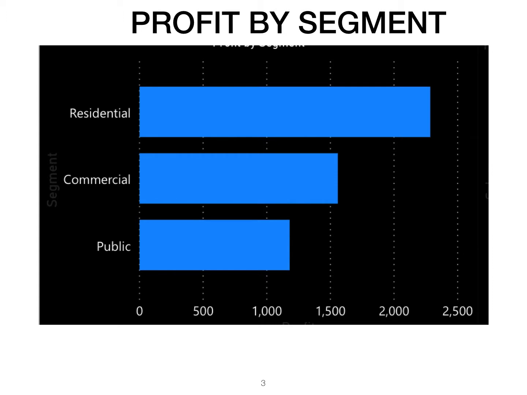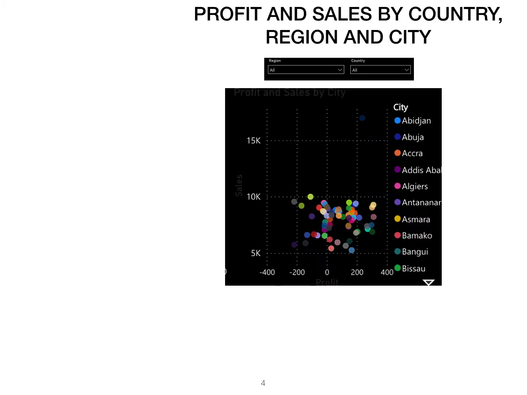So right here I have profit by segment. The profit by segment basically shows the different levels of profit based on the different segments. So we have residential, commercial, and public. The next visual shows profit and sales by country, region, and city. And I used a scatter plot to do the visual for this presentation.